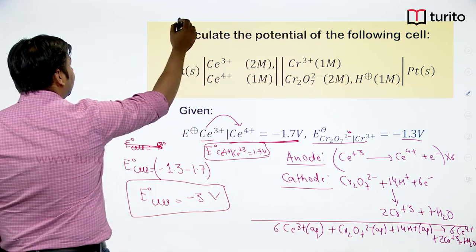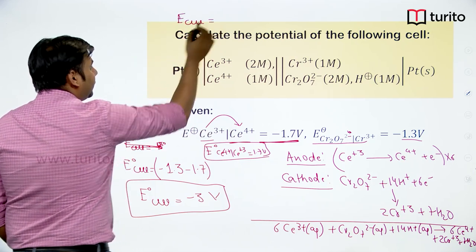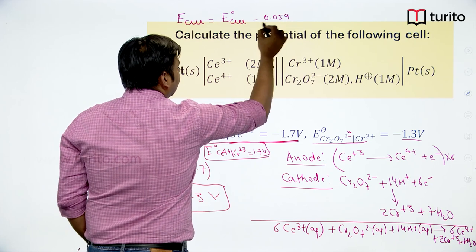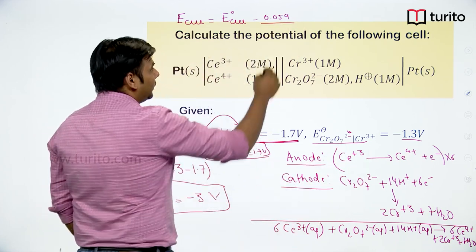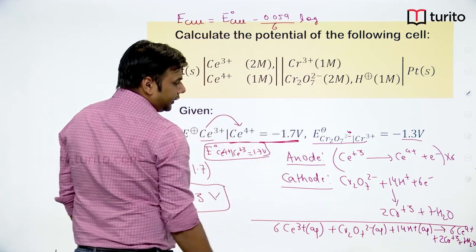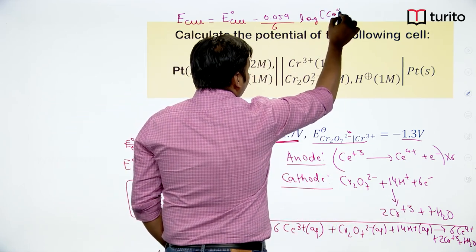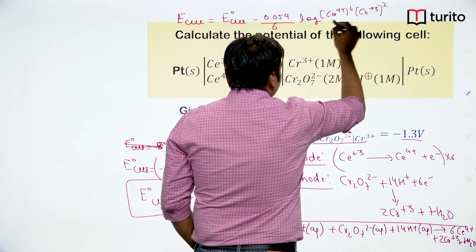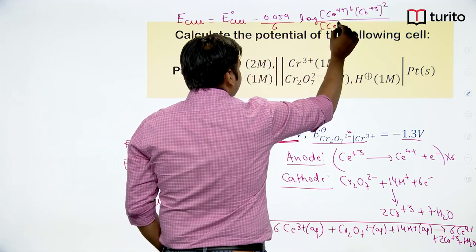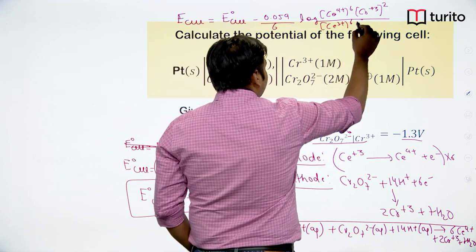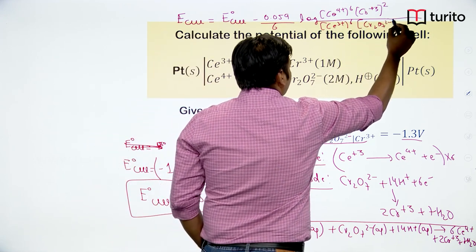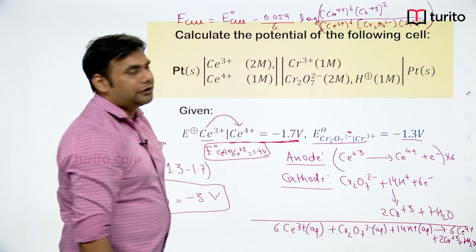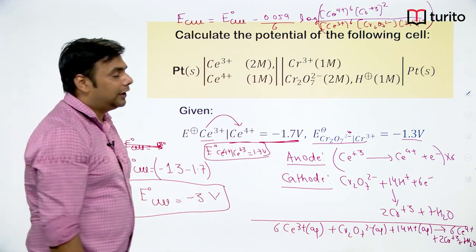Now we are just going to write the Nernst equation. So this would become E cell equal to E naught cell minus 0.059 upon the number of electrons exchanged, you can see 6, divided by 6, into log of the concentration of, if you look at the main reaction, cerium 4 plus raised to power 6 into concentration of chromium 3 plus raised to power 2, divided by concentration of cerium 3 plus raised to power 6 into concentration of dichromate ion into concentration of H plus raised to power 14. Okay, so this is the expression, a tedious one to write, but again a very standard and a very easy question.